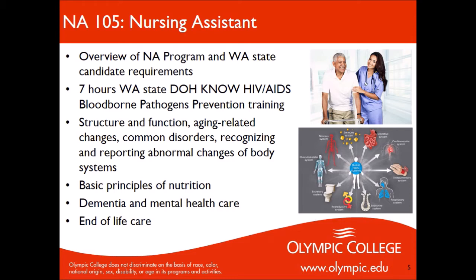We talk about all of the body systems and their structure and function. We talk about them as far as how they relate to the elderly and aging-related changes, and things that you as a nursing assistant will need to look for to keep your clients healthy or to improve their health if they are having some disorders. We'll cover basic principles of nutrition, as well as dementia care, mental health care, and end-of-life care. As often as we can, we try to have guest speakers join us in the classroom, and they will be joining us online in the classroom this quarter as well.